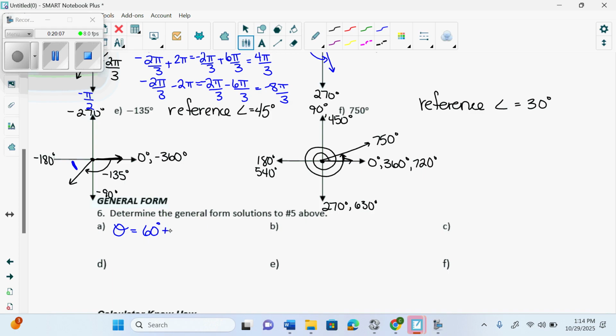Then what do I do to get to the next one? Plus what? 360 degrees times what? N. And what does N have to be in order for this to not get me weird numbers and give me actually coterminals? Element of the integers.